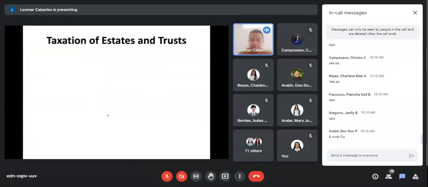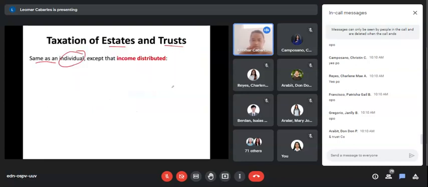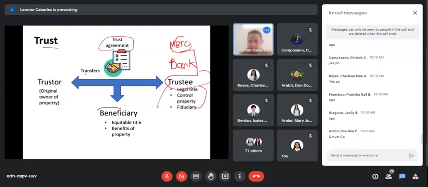Now, the taxation of estates and trust. As I told you kanina, same as an individual. And diniscuss natin sa estates. Ganon din sa trust. So therefore, may TIN din ba itong trustee na to? The answer is yes. Separate yan. Okay? May TIN yan, yung trustee. Not just the trustee, but the trust. Trustee pala is the Metrobank. Okay?